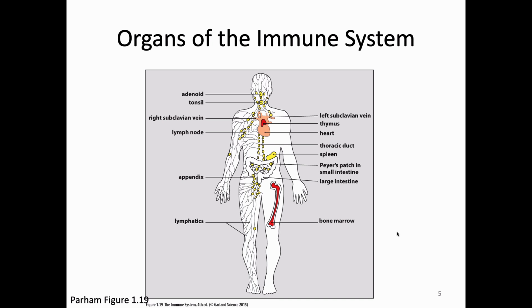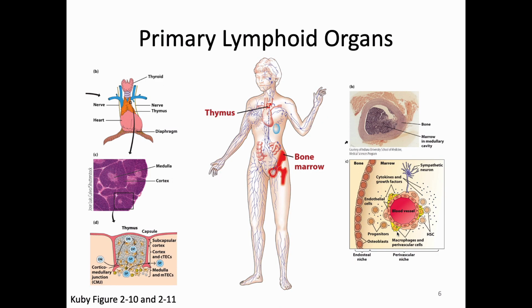So to start with, we can talk a little bit about the primary lymphoid organs. And as you can see from this figure, like I just said, the primaries are in red here. You have 2 primary lymphoid organs, and the primary lymphoid organs are the bone marrow and the thymus. And so you can also see these in this figure from your textbook here. So the thymus and the bone marrow are the 2 primary lymphoid organs.